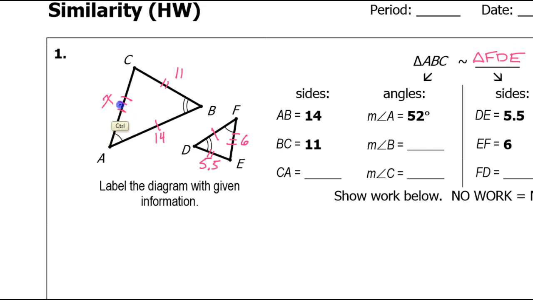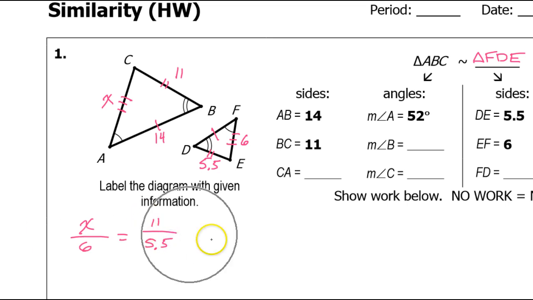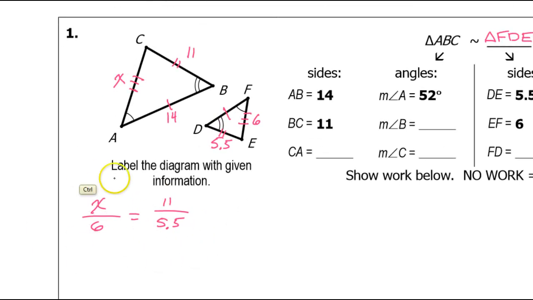All right, so I know that X corresponds with the 6. See how they're both marked triple? So I'm going to make a fraction out of those, X over 6. And that should equal, let's see, I've got the 5.5, that's a double, and I've got the 11. So I can say 11 over 5.5. And then I simply cross multiply. So along this diagonal, I'm going to have 5.5x equals, and then 6 times 11, so that's 66. So then I just divide both sides by 5.5.